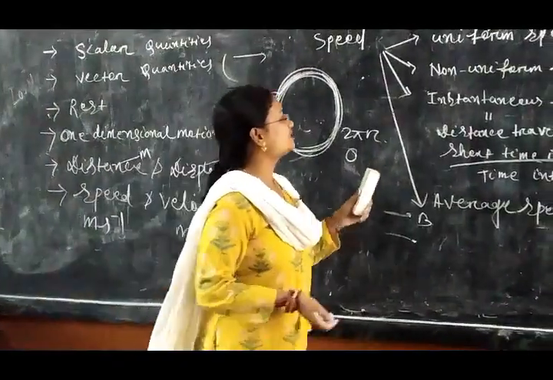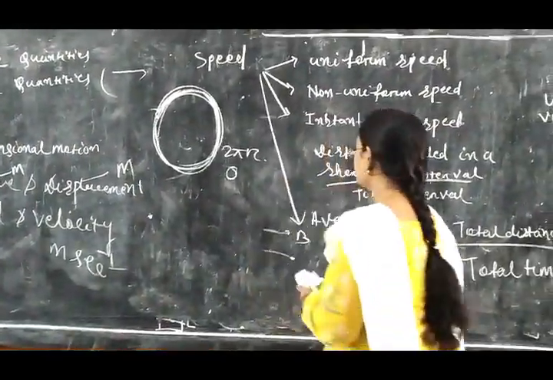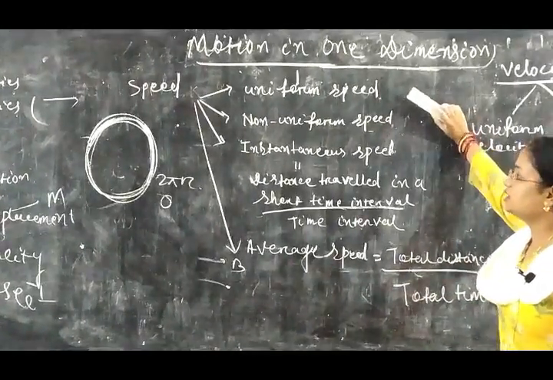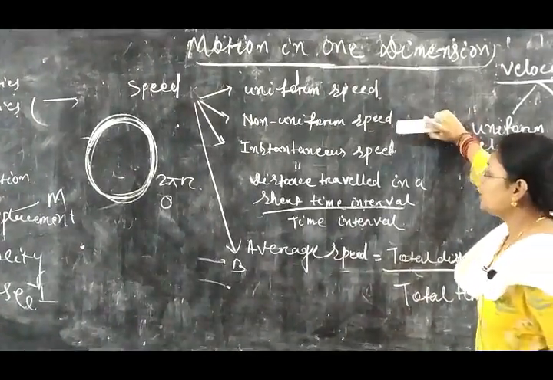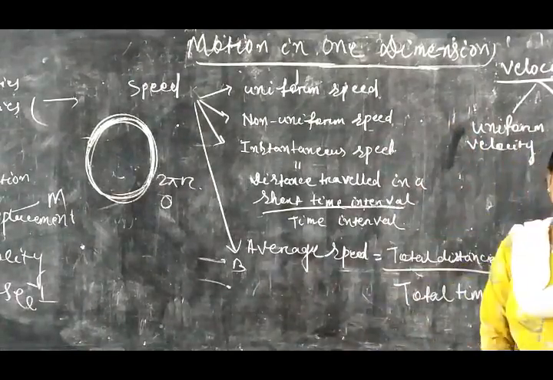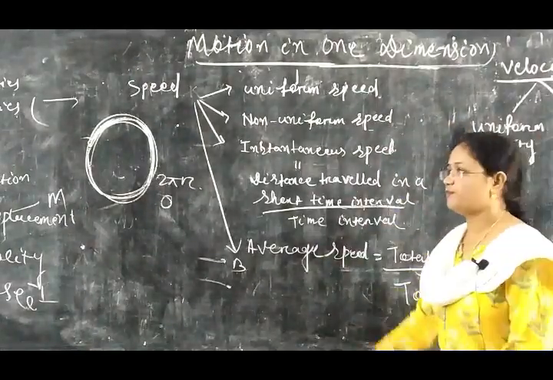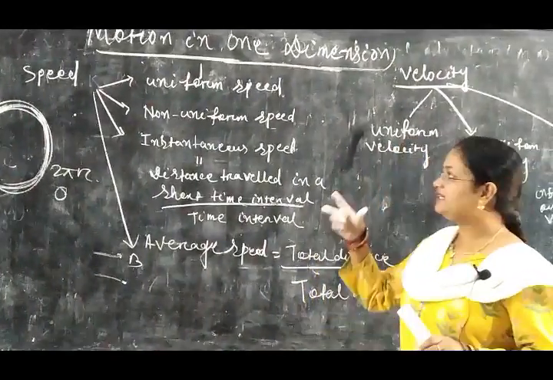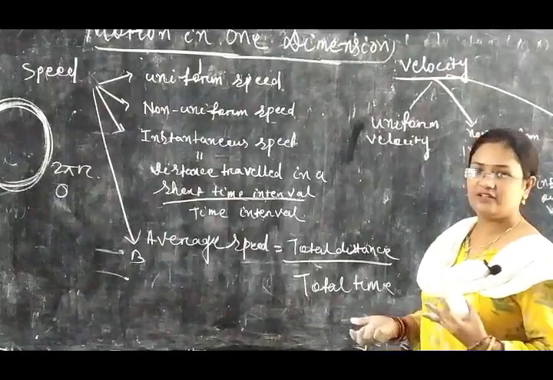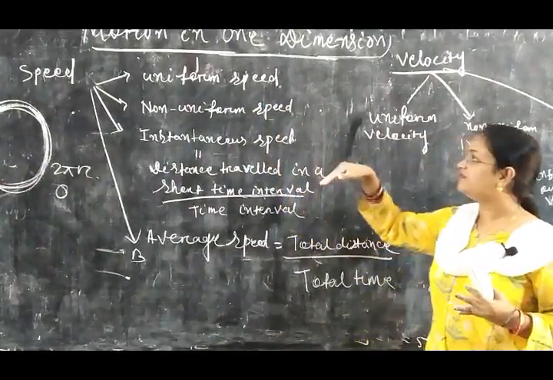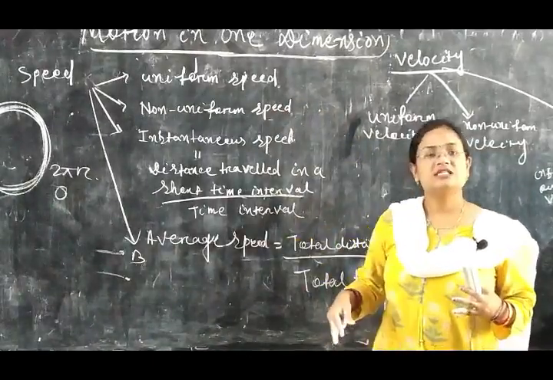Now you see the speed. Different types of speeds are there. First is your uniform speed, non-uniform speed, instantaneous speed and the average speed. What is uniform speed? Uniform speed is when a body covers equal distance in equal intervals of time. Equal distance in equal interval of time, that is your uniform speed.